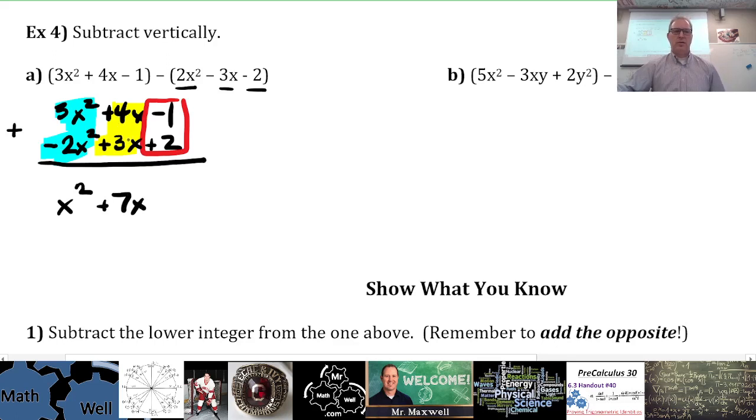Now remember, with the x's, you just keep them as x's. An x plus an x is not an x squared. Please make sure you don't do that. I've seen students do that. Oh, we got an x and an x, that's 2 x's, so it's x squared. No, you leave that variable alone exactly the way it is. And then negative 1 plus 2 is a plus 1.